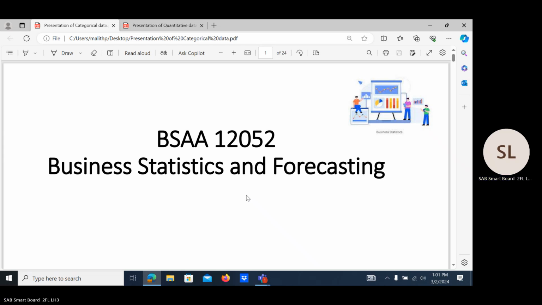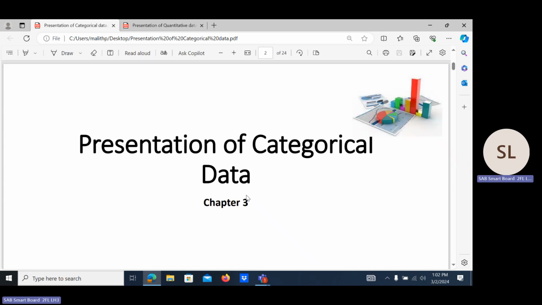Last week you studied the overview of statistics, and what is the next session? Types of data and the levels of measure. Okay, then today I'm going to start session number 3, presentation of the categorical data.